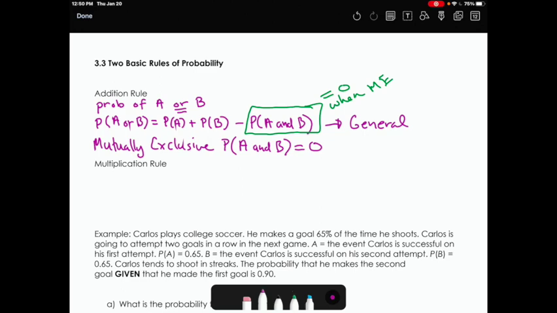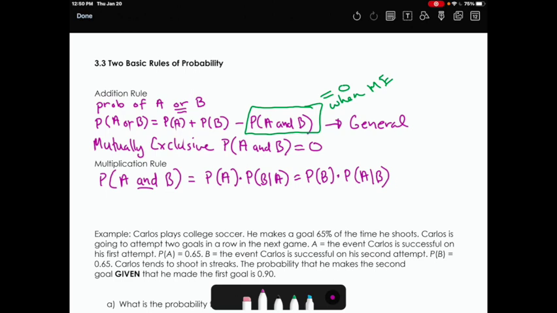Okay, now for the multiplication rule, that's when we're trying to find the probability of A and B. And in general, we would say that the probability of A and B could be one of two things. It just depends on the information that's given to you. It could be the probability of A times the probability of B given that A has occurred, or you can reverse it and write it as the probability of B times the probability of A given that B has happened. So this is our general rule.